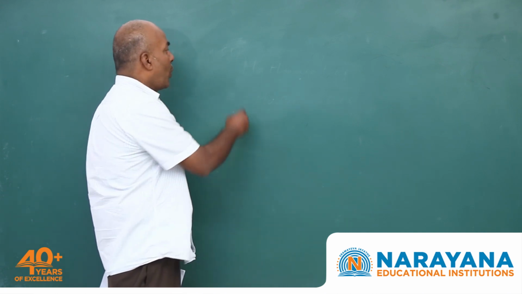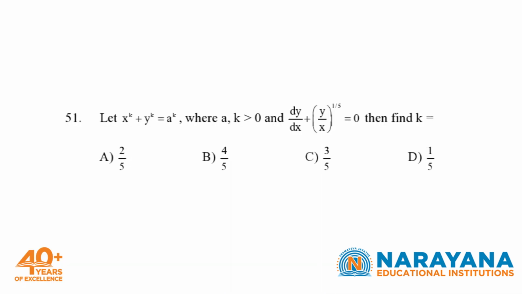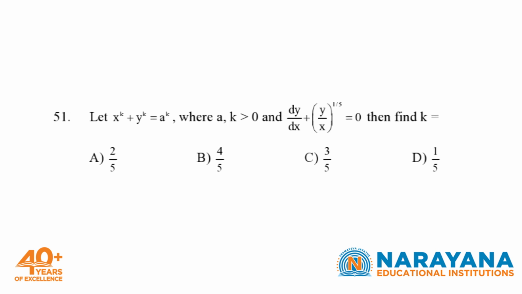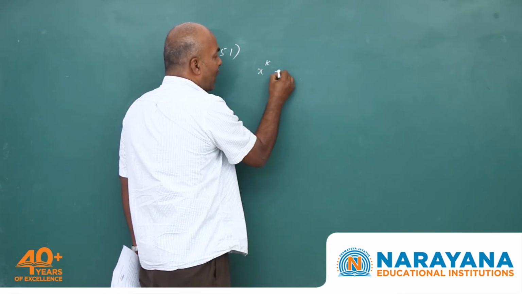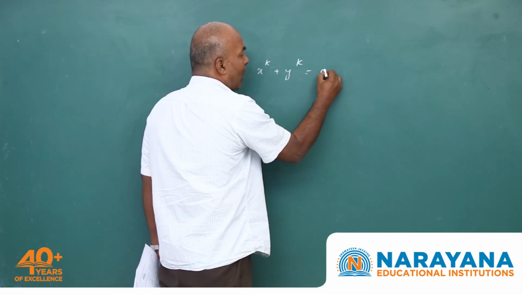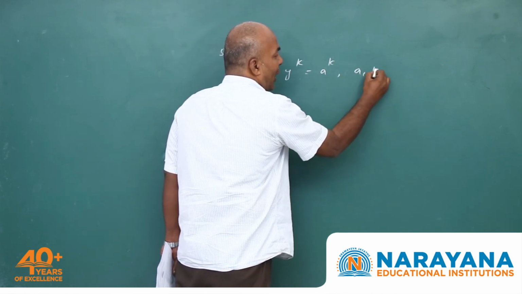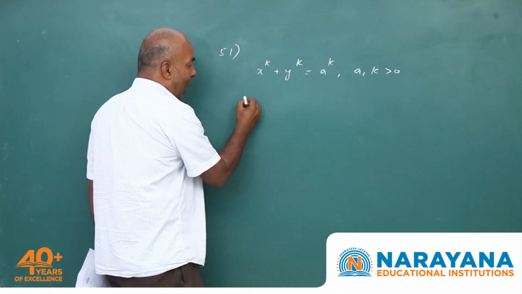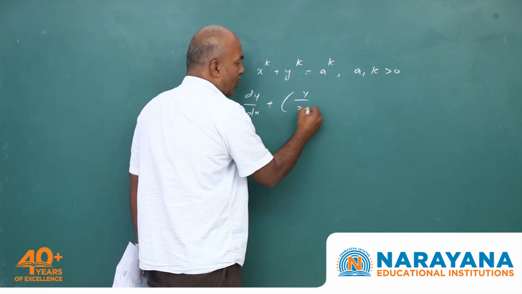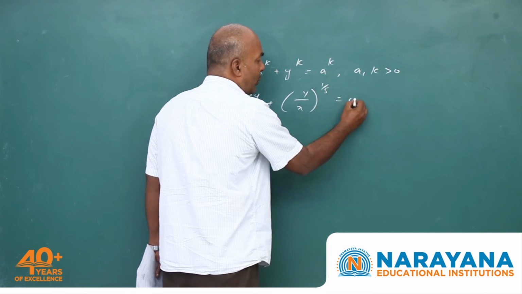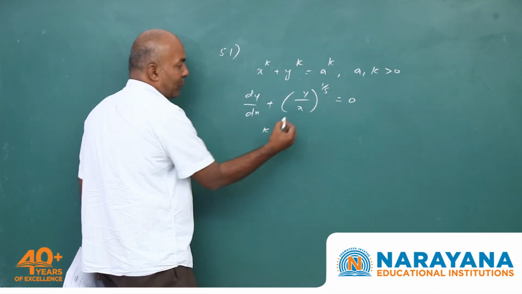Question number 51 onwards goes like this: x power k plus y power k equal to a power k, where a and k are positive, and given that (dy by dx plus y by x) whole power 1 by 5 equal to 0, then find the value of k.